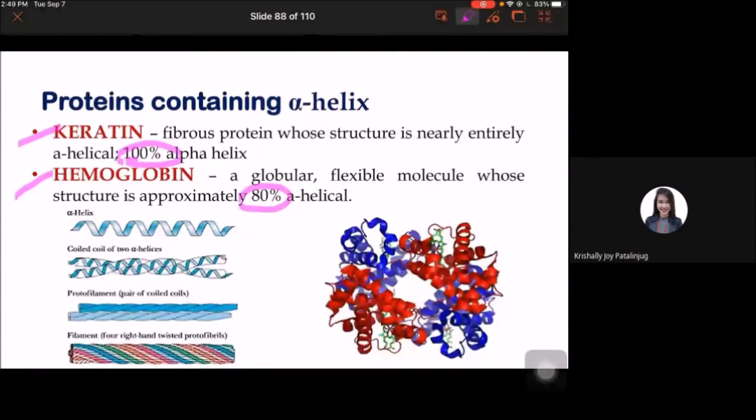So what about the alignment of hydrogen bond to the axis of rotation? Tama. Parallel. Kapag naman R group, perpendicular. Tama. And saan naman nakikita yung mga R groups? Interior, exterior? Tama. Sa exterior yung mga R groups.